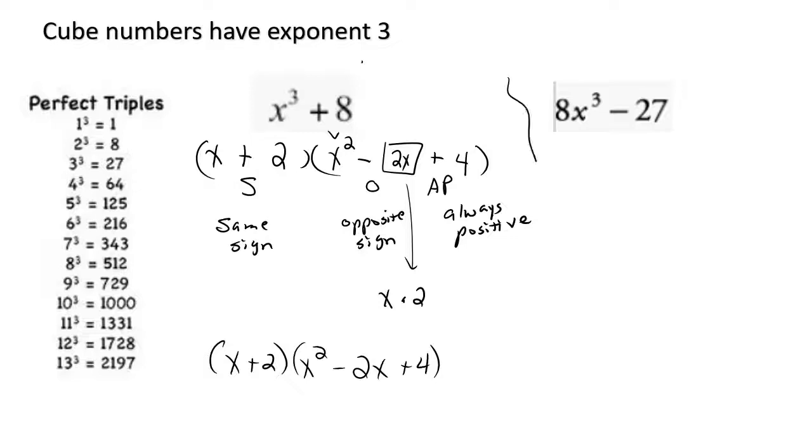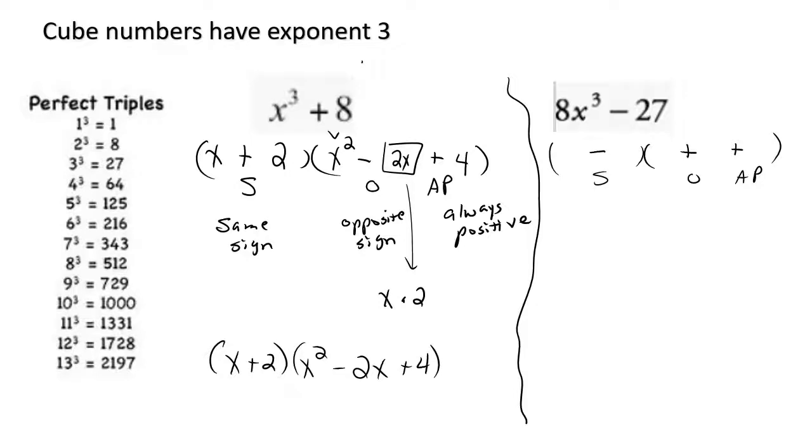Now let's look at this in a second example. I have a short parentheses and a long parentheses. I write the word SOAP. S stands for the same sign as the original. O is opposite of the first one, and AP is always positive.